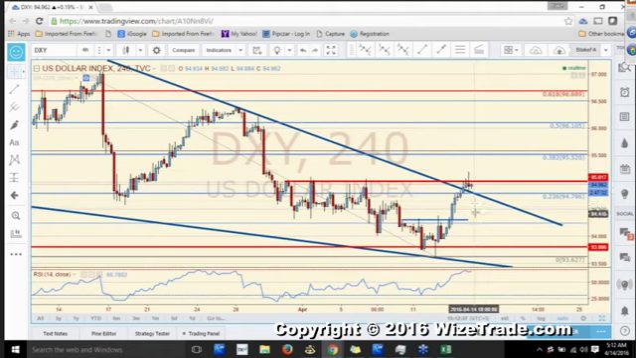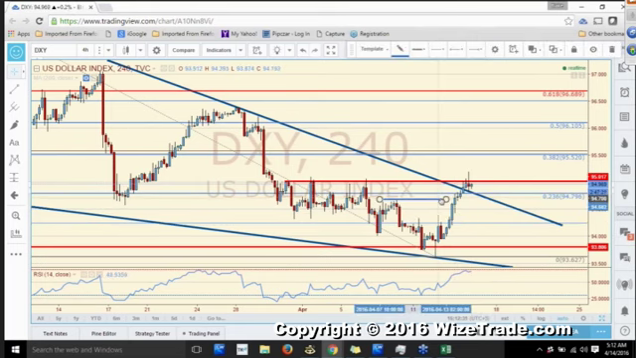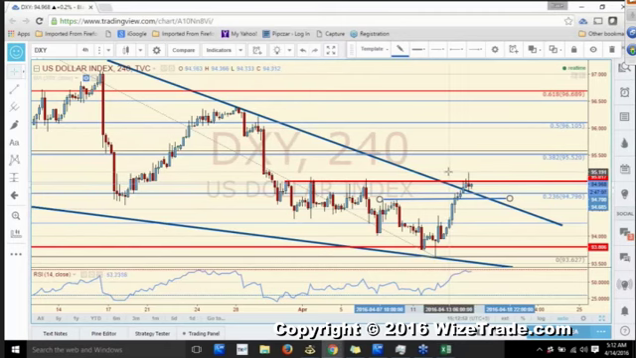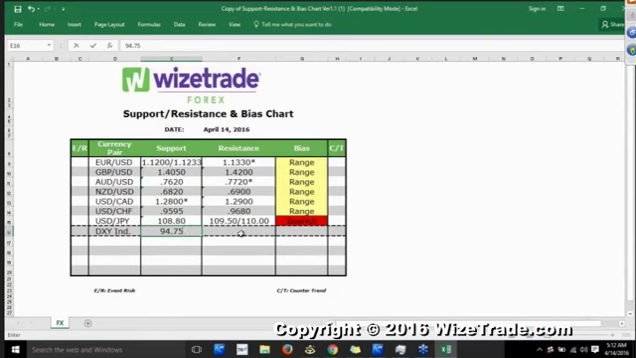Dips in the dollar. I don't think dollar dips are going to be too deep. 94.75 will be support. Resistance is the overnight high, because if we take those out, we're going to 95.20. We're in range.